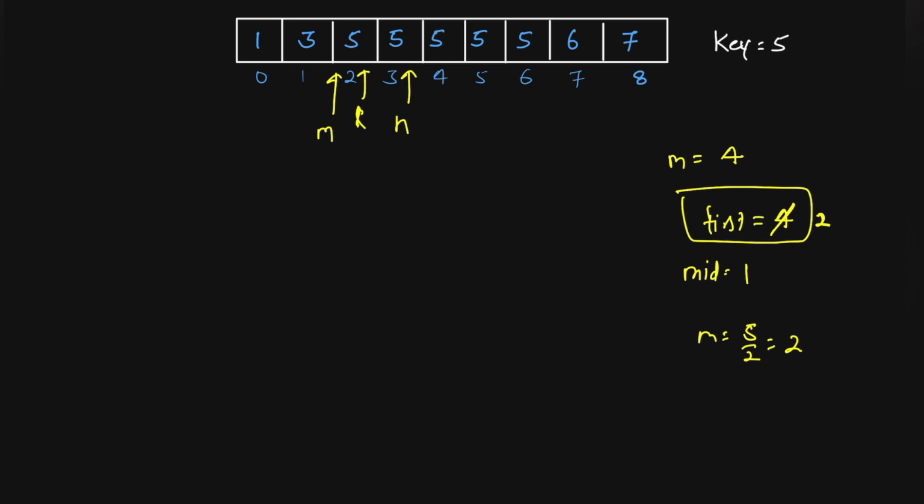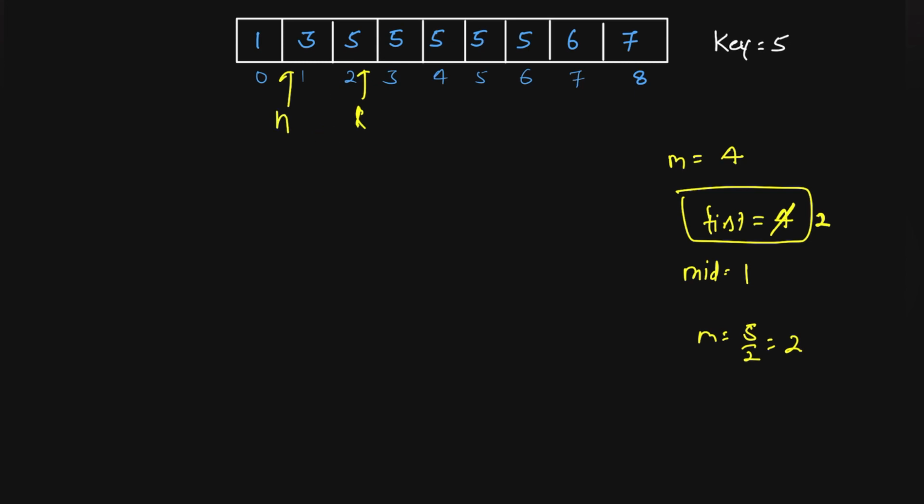Now again I will check: there might be a possibility that before this 5 there are more occurrences of 5 to the left of this 5. So I will change the position of my high to the left of my mid. So my high will come over here.